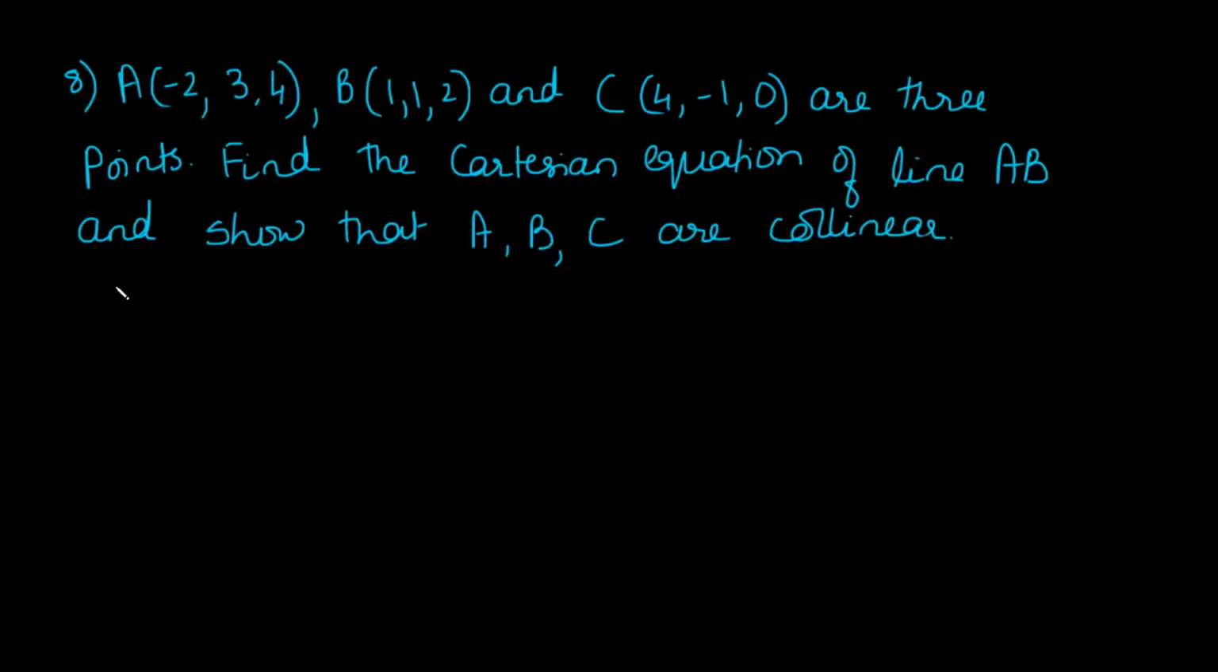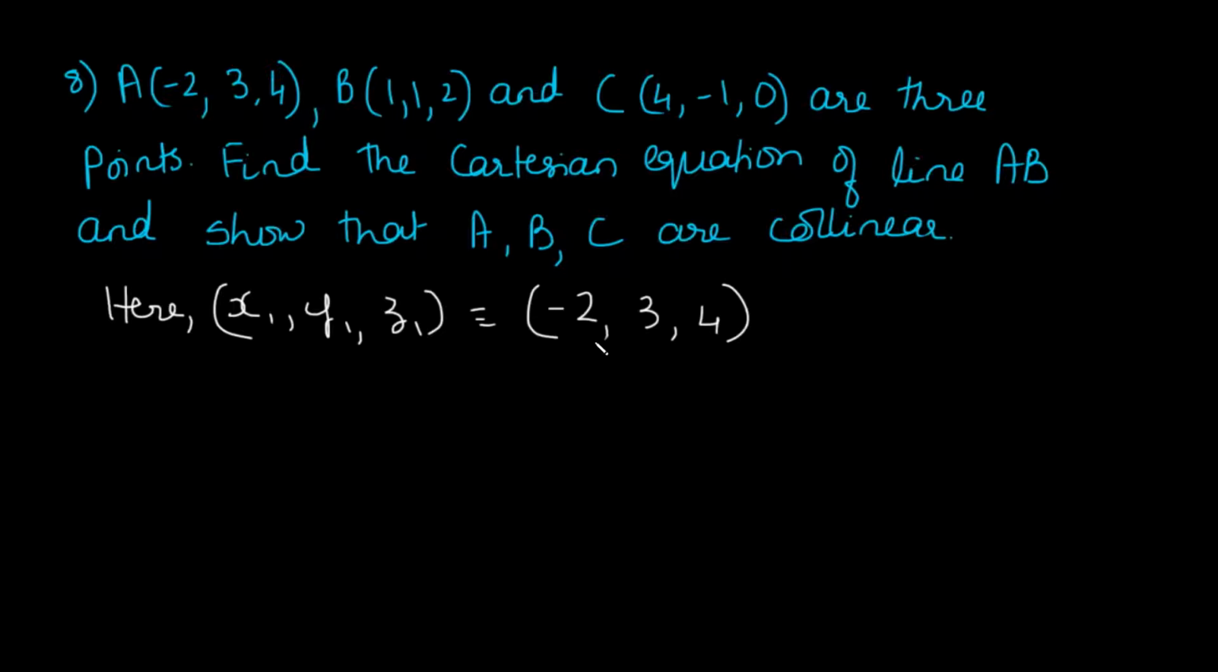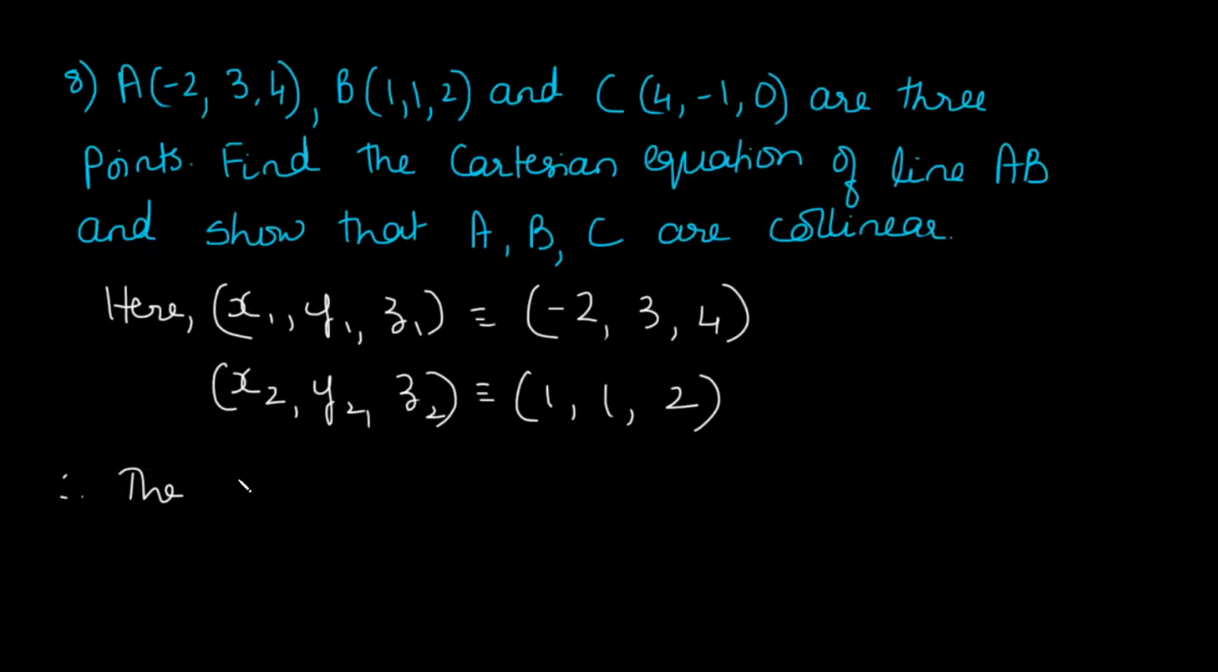Now in this case, see, the Cartesian equation of AB is quite easy. For finding that, we require x1, y1, z1 and x2, y2, z2 like we saw in the previous sum. So here, with respect to AB, x1, y1, z1 is given by minus 2, 3 and 4, that is the coordinates of A, and x2, y2, z2 is given by 1, 1, 2.